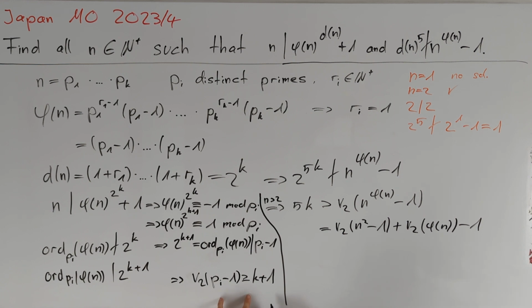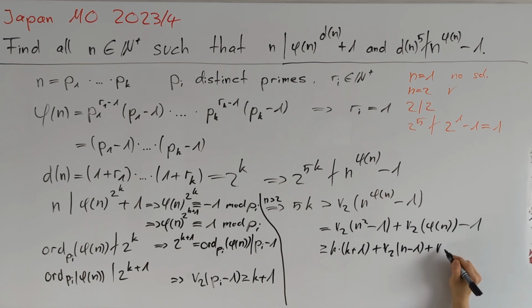From this inequality, we can bound ν2(φ(n)) from below, because since n has exactly k prime factors, this must be greater than or equal to k times (k + 1), and ν2(n² - 1) can be written as ν2(n - 1) plus ν2(n + 1), and the minus 1 in the end.